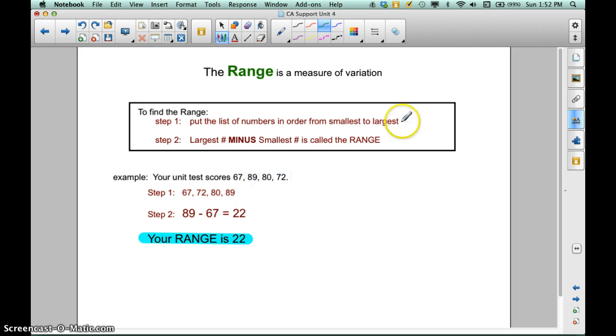Once we put them in order, step 2 to find the range is to take the largest number minus the smallest number, and that is the range. So it's just subtraction. You have your unit test scores, like the same ones we've been using. We put them in order. Smallest is 67, biggest is 89. You're never going to get a negative number. It's always bigger minus smaller. So the biggest number minus the smallest number. 89 minus 67 is 22, and our range is 22.